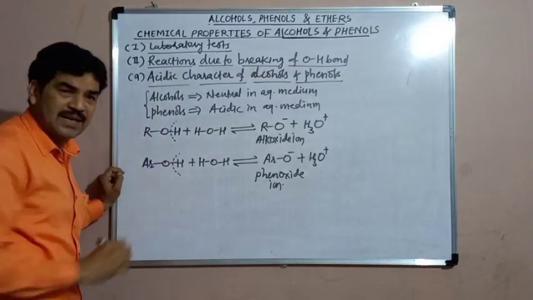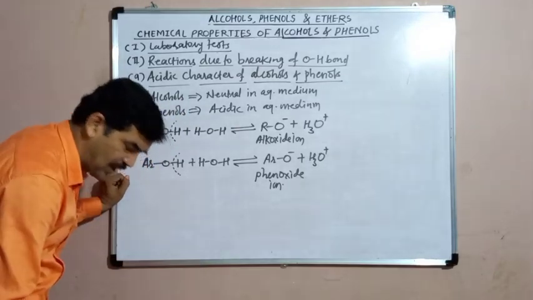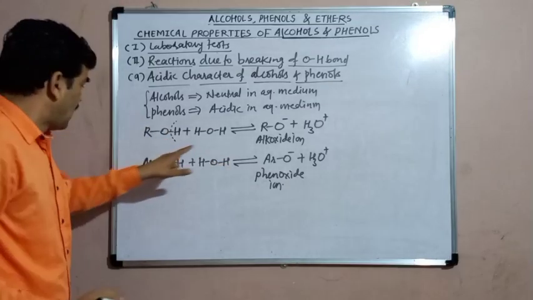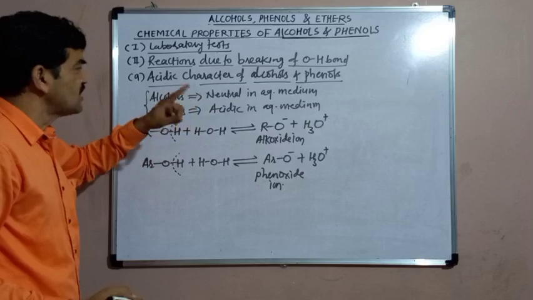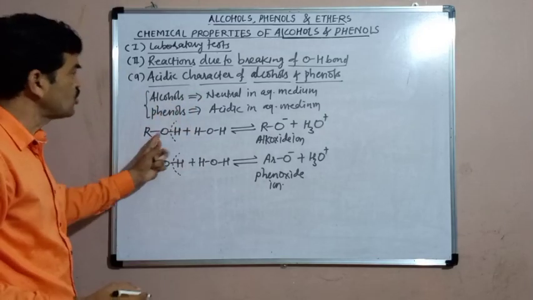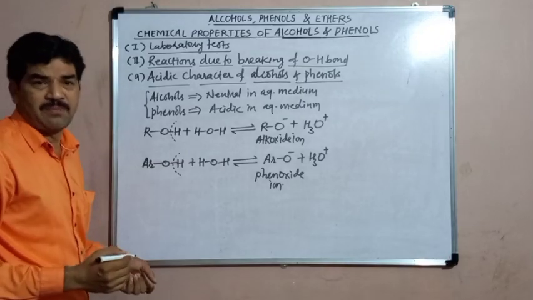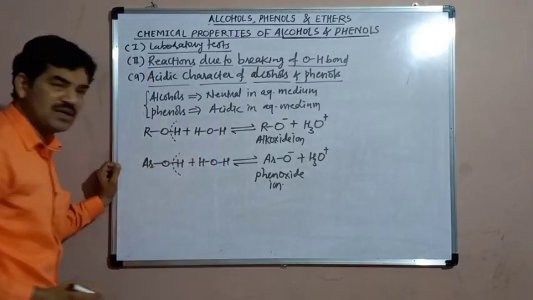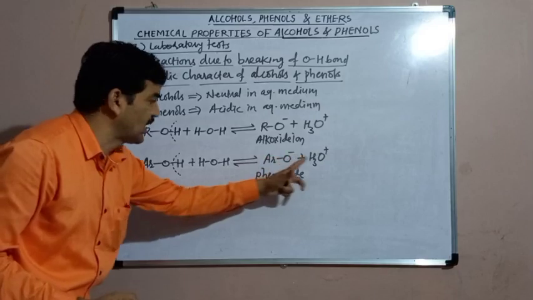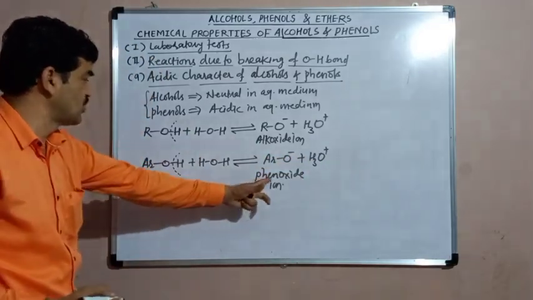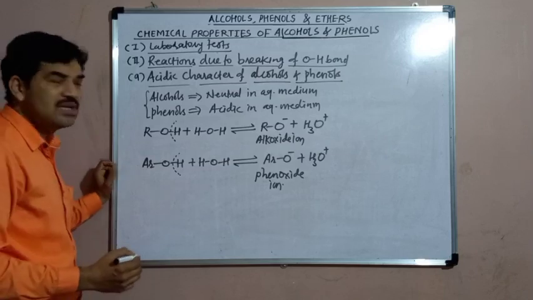Alcohols have a very little tendency or negligible tendency to get ionized. They are almost unionized in water, and therefore their acidic nature is very negligible, or they are almost neutral. But the phenols are sufficiently acidic because when the phenols are dissolved in water, they undergo ionization to a greater, considerable extent. They undergo ionization in this way, and therefore their acidic nature is more.